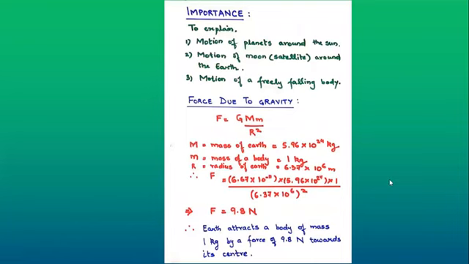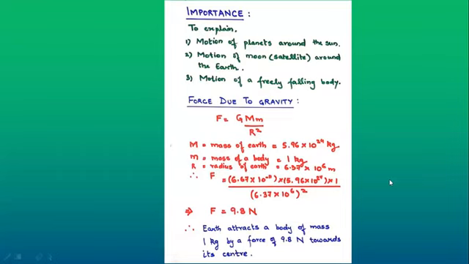Now, what is the importance of this law of gravitation? Newton used this law to explain the motion of planets around the sun, the motion of the moon, which is the satellite of earth, around the earth, and to explain the motion of a freely falling body.